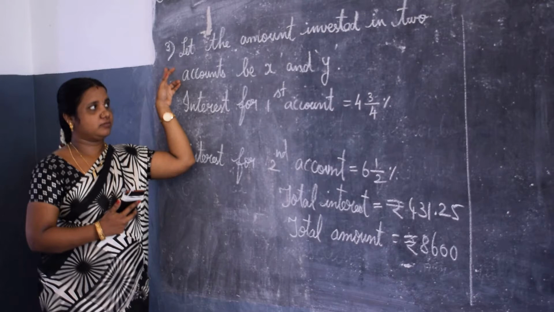What am I going to do? I am going to multiply throughout by 400, to remove the fractions. So 19/400 x into 400 plus 13/200 y into 400 equals 431.25 into 400. Throughout you multiply by 400. The 400 cancels, so 19x plus, here you can cancel the zeros, 26y is equal to, now you multiply 431.25 into 400.